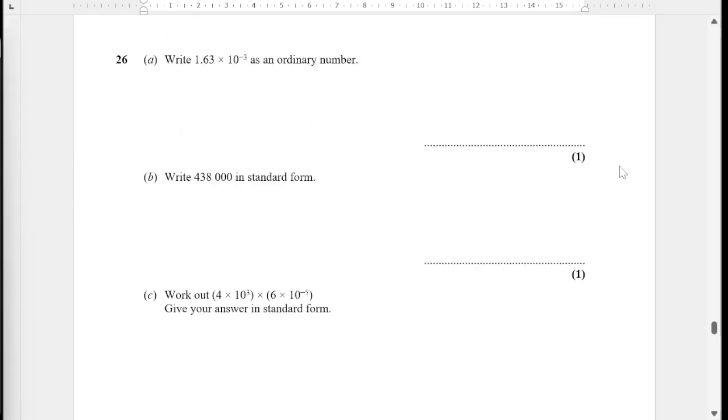Question 26 then. Write 1.63 as an ordinary number. So when we do 10 to the minus 3, it just means that we put 3 zeros at the front of the number. So that's going to be my answer.